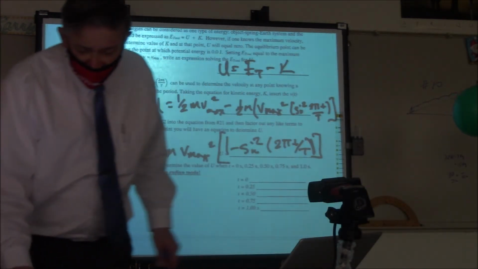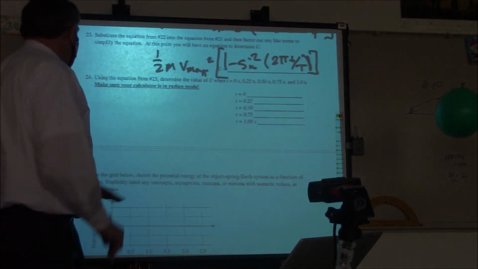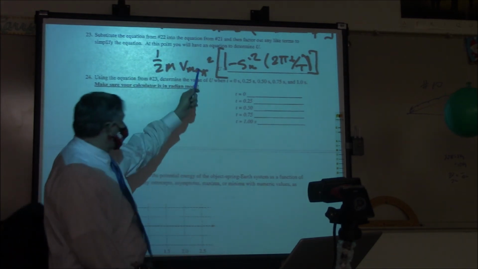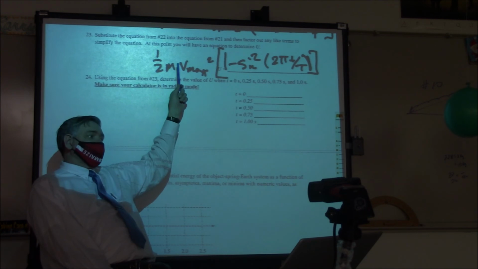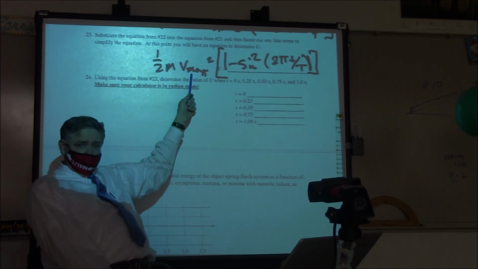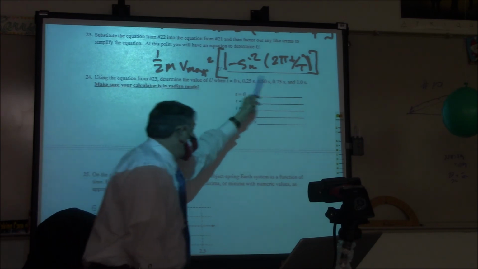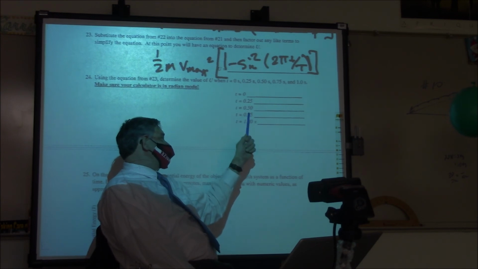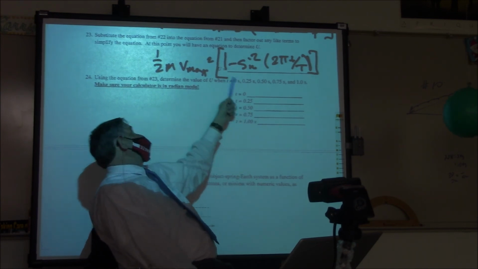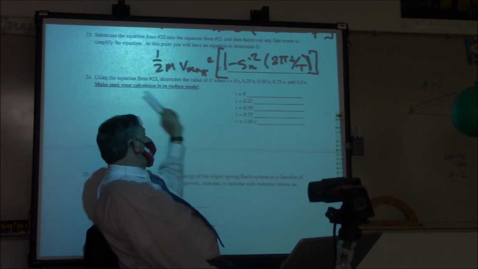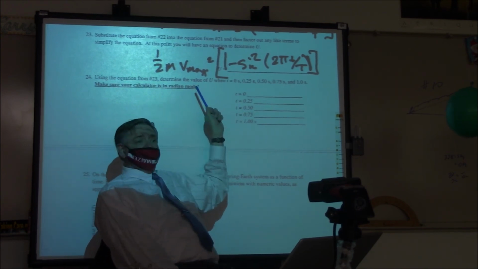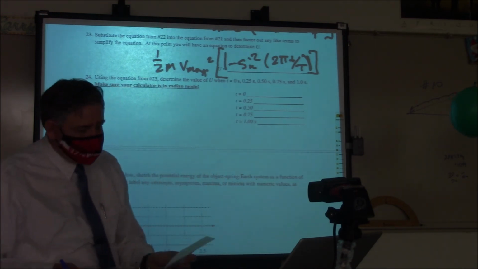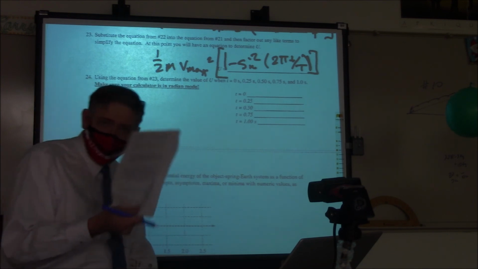So this is the heart and soul of what you're going to need to do this. So what you're going to do is take the 0.125, the v max squared, and get this number. Then you're going to go to here and you're going to plug in 0, 0.25 seconds, 0.5 seconds, 0.75 seconds, and 1 second. And then you're going to calculate that value of U at those points. Okay? Make sure that you are in radian mode. Then that should allow you to answer the questions on the back and draw the graphs.